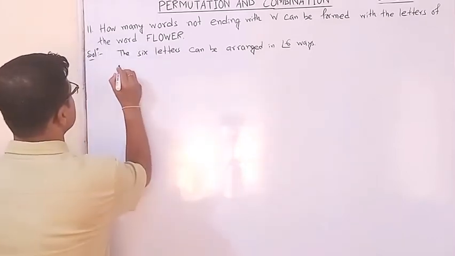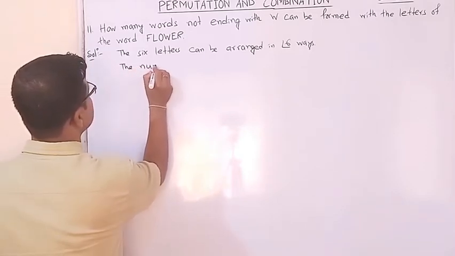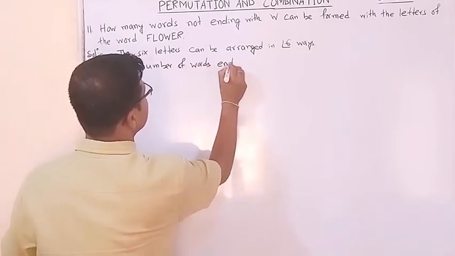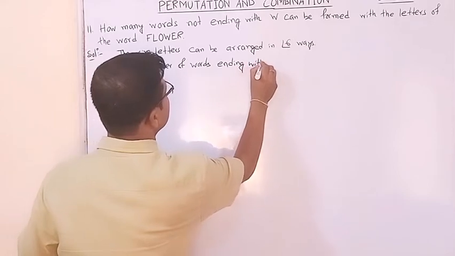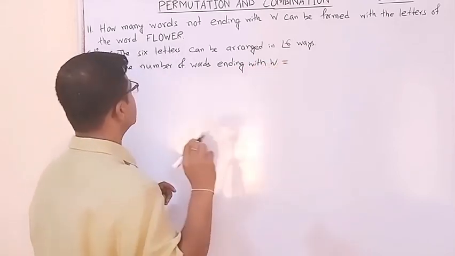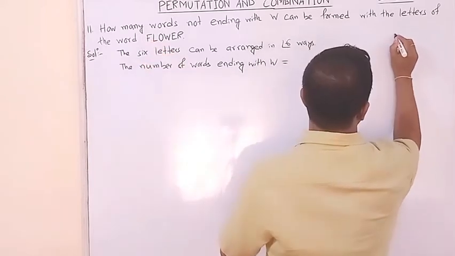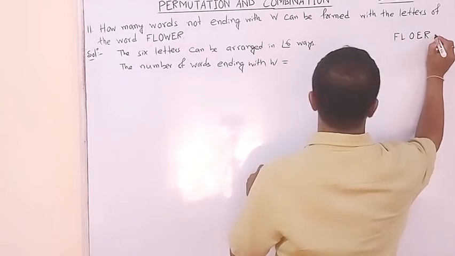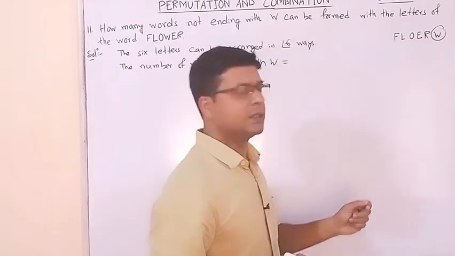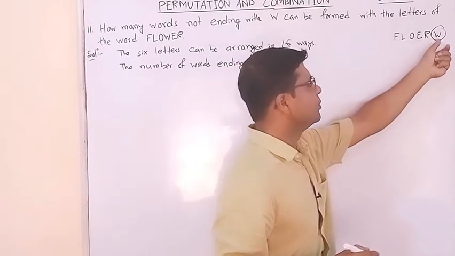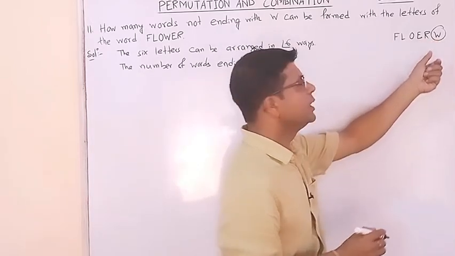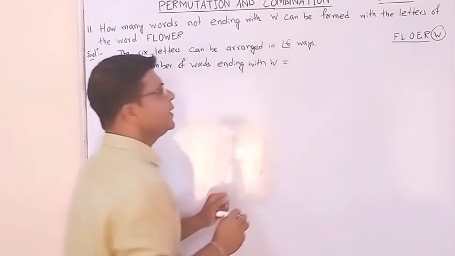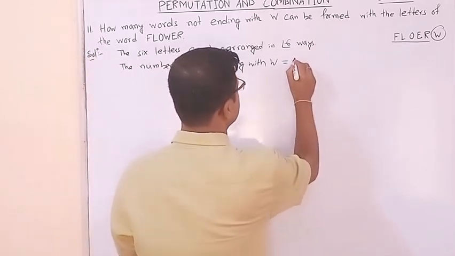Now let us see the number of words ending with W. I am showing what it actually is. It is like this: F-L-O-E-R-W. That means this position is fixed. Out of these 6 letters, the position of W is fixed. Now how many letters are remaining? 1, 2, 3, 4, 5. These 5 letters can be arranged in how many ways? Factorial 5 ways.